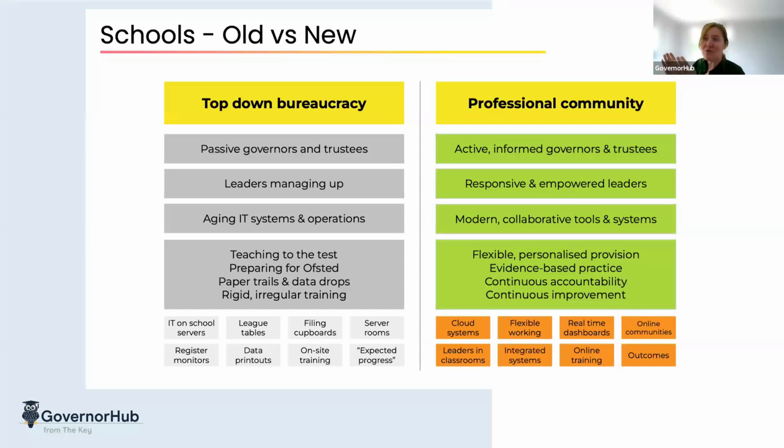Now we're moving towards this professional community, and this is part of what we are supporting. We want and we need to have in the education landscape today active and informed governors and trustees. We need to have responsive and empowered leaders. We don't need aging IT systems now. We're in a world where we should have modern collaborative tools and systems, evidence-based practice, continuous accountability and continuous improvement. And actually part of what GovernorHub offers with GovernorHub Knowledge really does help you get there. And it really supports that model that we're all looking towards.